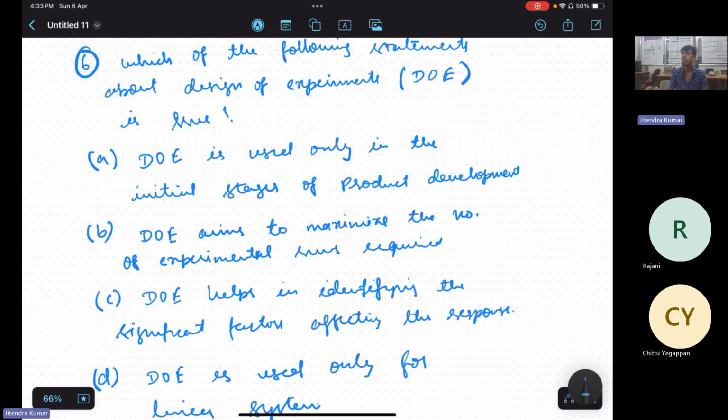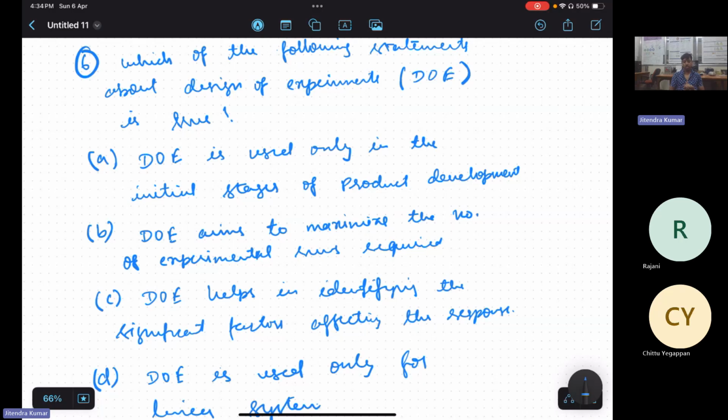So what do you mean by design of experiments? The first thing: we are taking a few of the parameters into consideration and continuously varying that value within certain limits, to evaluate which factor is going to play a major role in your experimental validation or test, right?